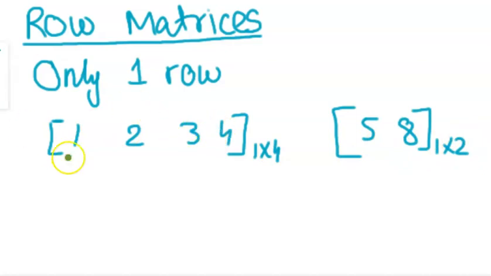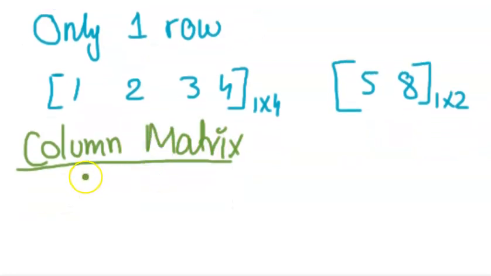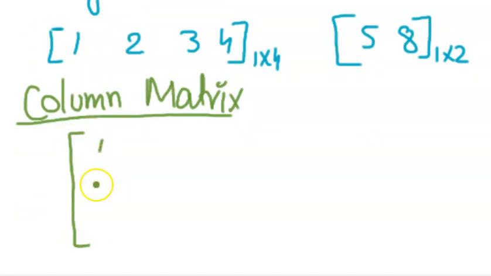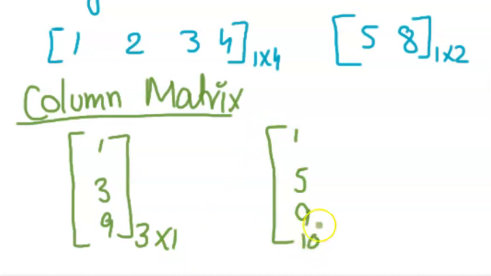Then we have another type known as the column matrix. A column matrix is a matrix which has only one column. For example, 3 rows and 1 column. So that's a column matrix. So we have the row matrix and the column matrix.